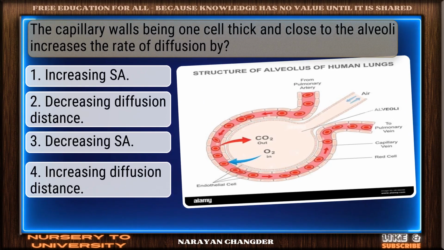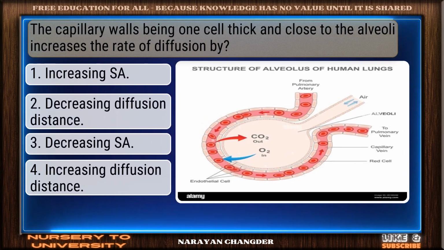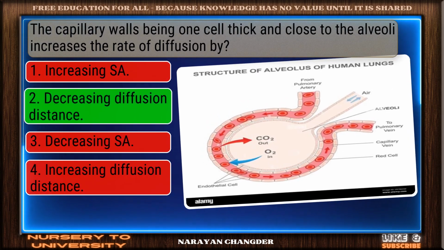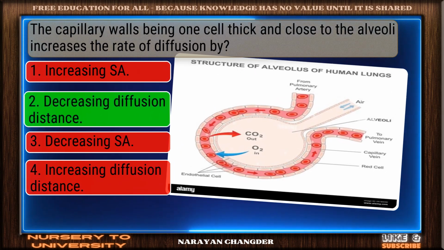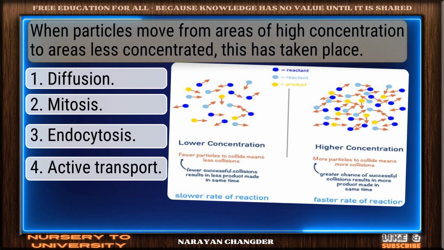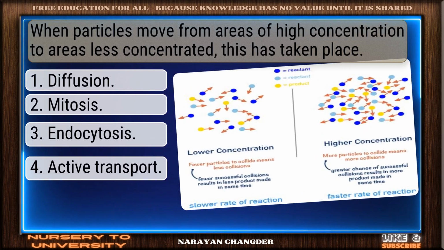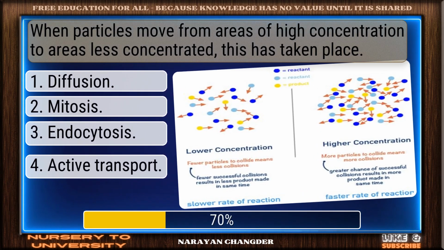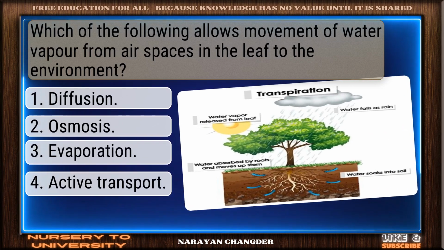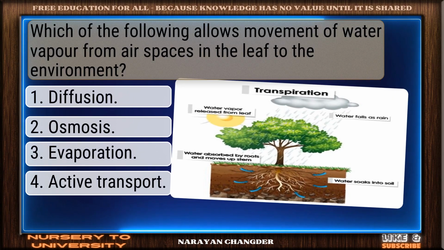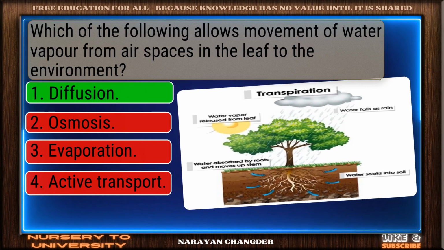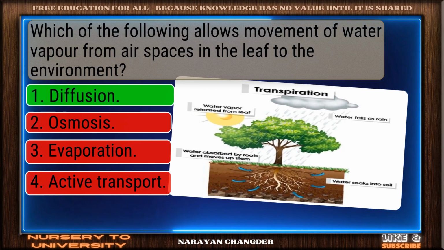The capillary walls being one cell thick and close to the alveoli increases the rate of diffusion by. Nicely done. Decreasing diffusion distance is a solid answer. When particles move from areas of high concentration to areas less concentrated, this has taken place. Well done. Diffusion is the right choice. Which of the following allows movement of water vapor from air spaces in the leaf to the environment? Smart pick. Diffusion is the correct choice.